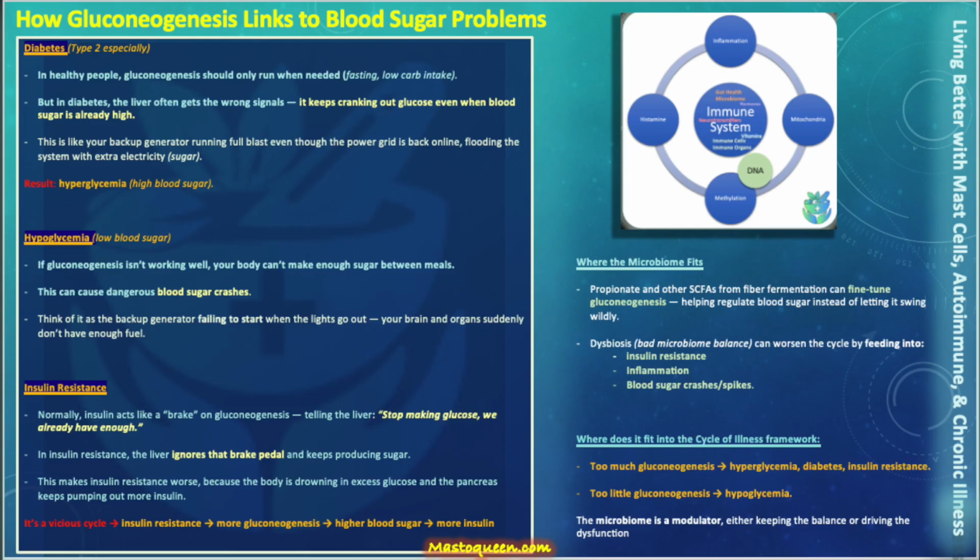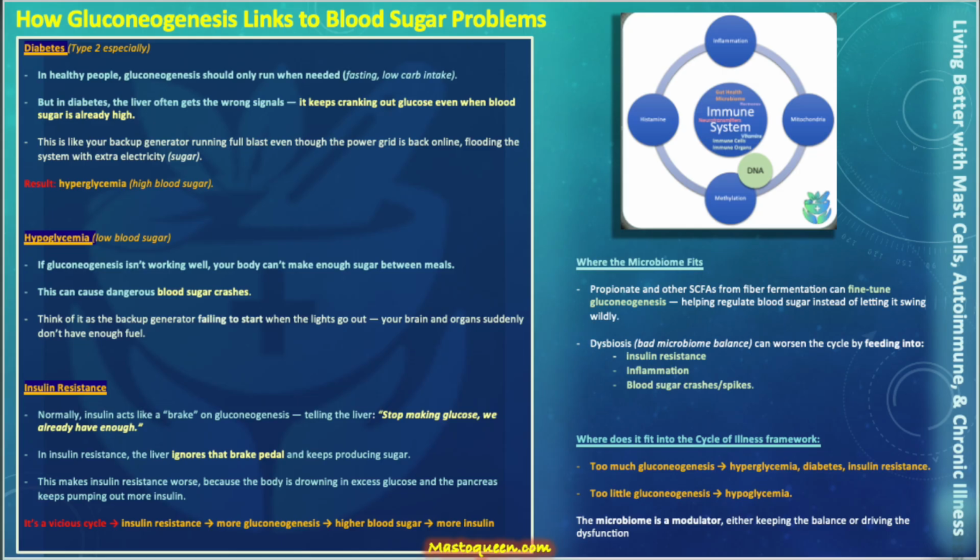On the other hand, if gluconeogenesis isn't working well, your body can't make enough sugar between meals. This causes hypoglycemia or dangerously low blood sugar crashes. Think of this as a backup generator failing to start when the lights go out. Your brain and organs suddenly don't have enough fuel. Normally, insulin acts like a brake on gluconeogenesis, telling the liver, hey, stop making glucose. We already have enough. But in insulin resistance, the liver ignores that brake pedal and keeps producing sugar.